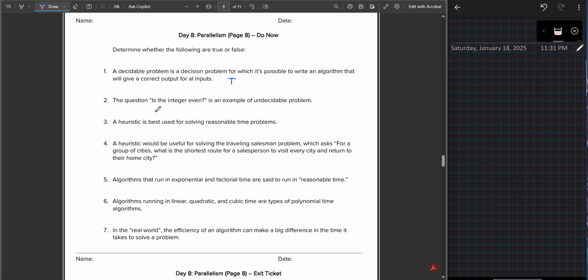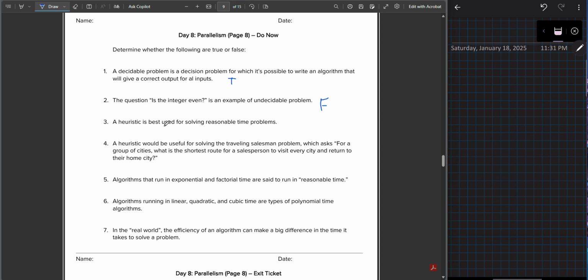Number two, the question is: is the integer even an example of an undecidable problem? So again, undecidable will be the opposite of this. Is the integer even? We know that we have ways to find if an integer is even or odd. So we have a decision for this problem. So this would be false.